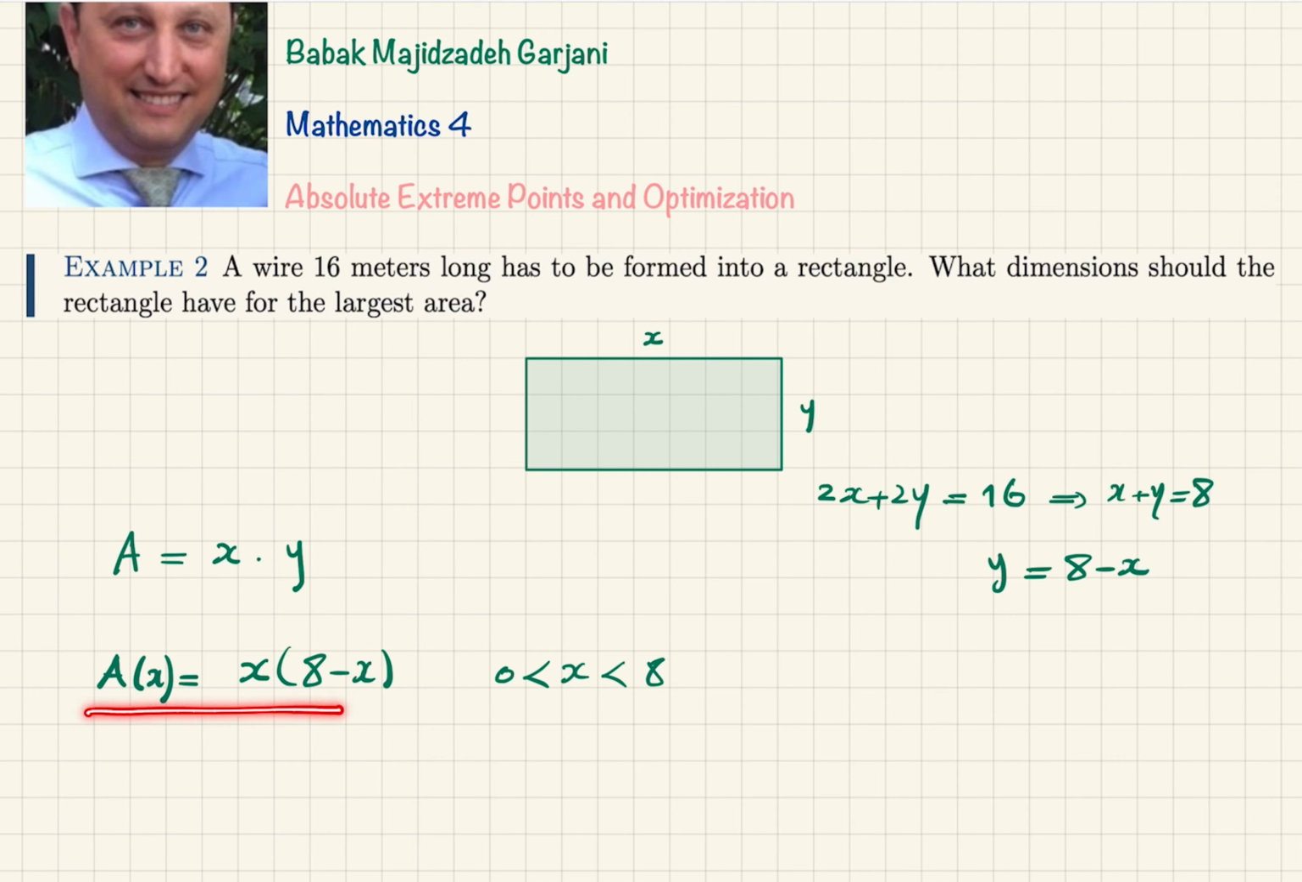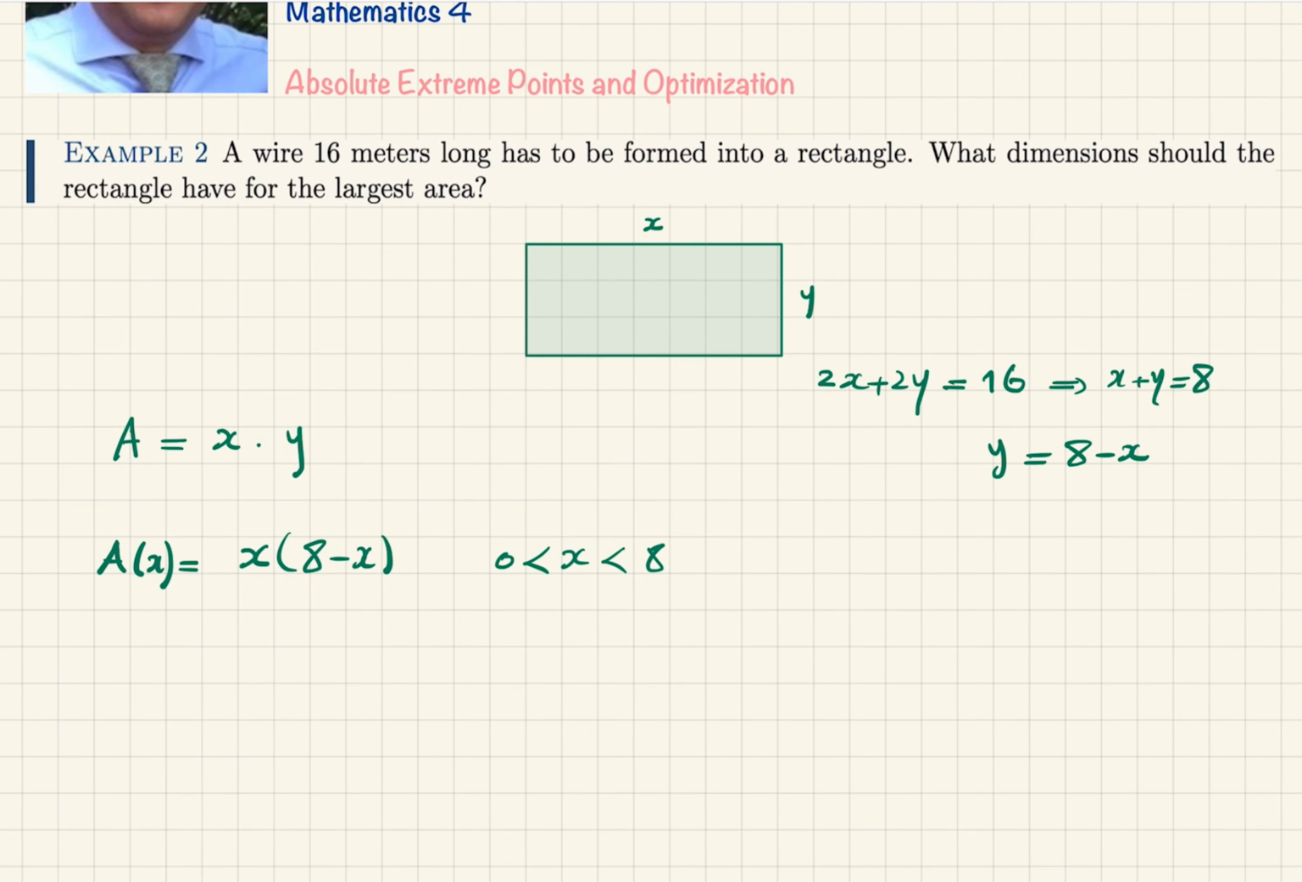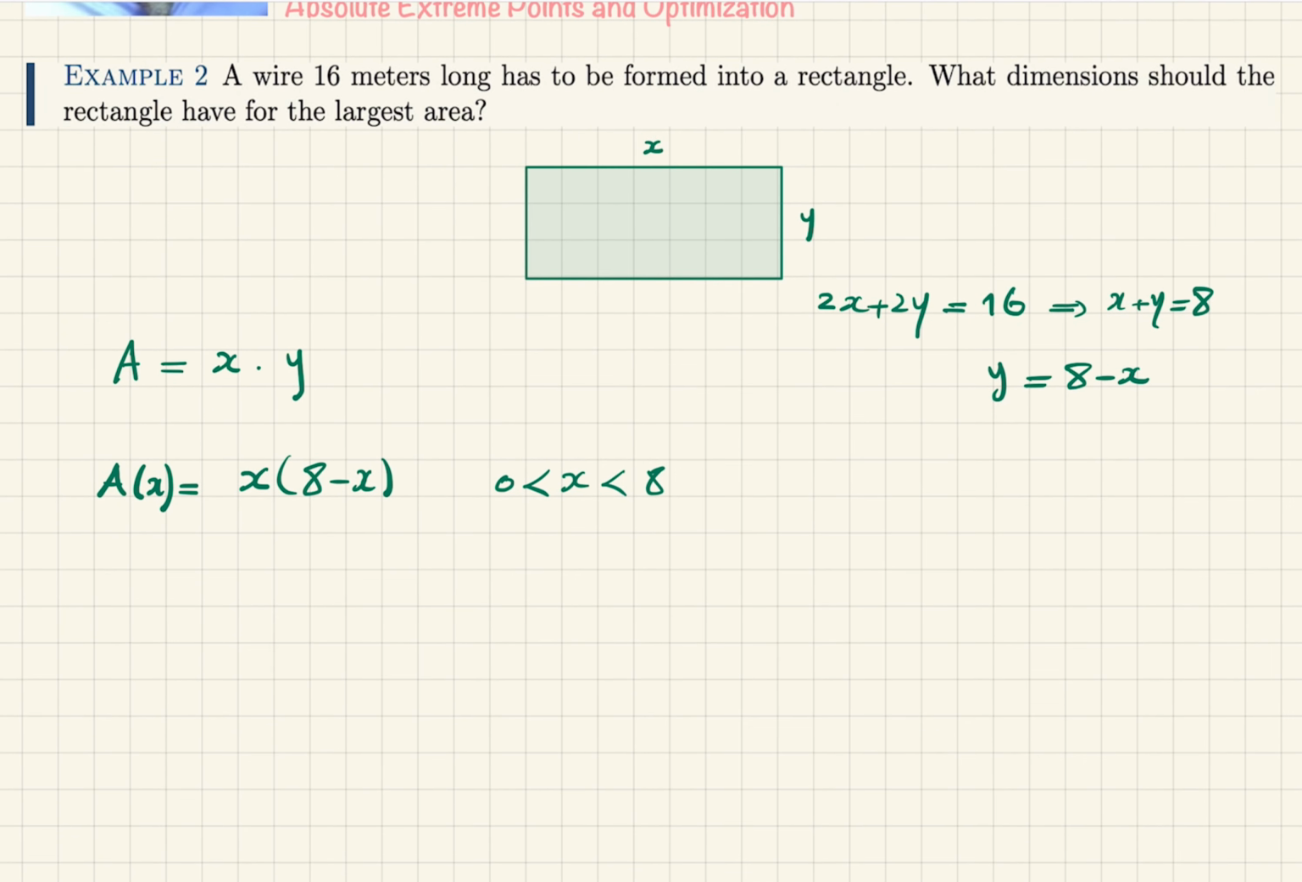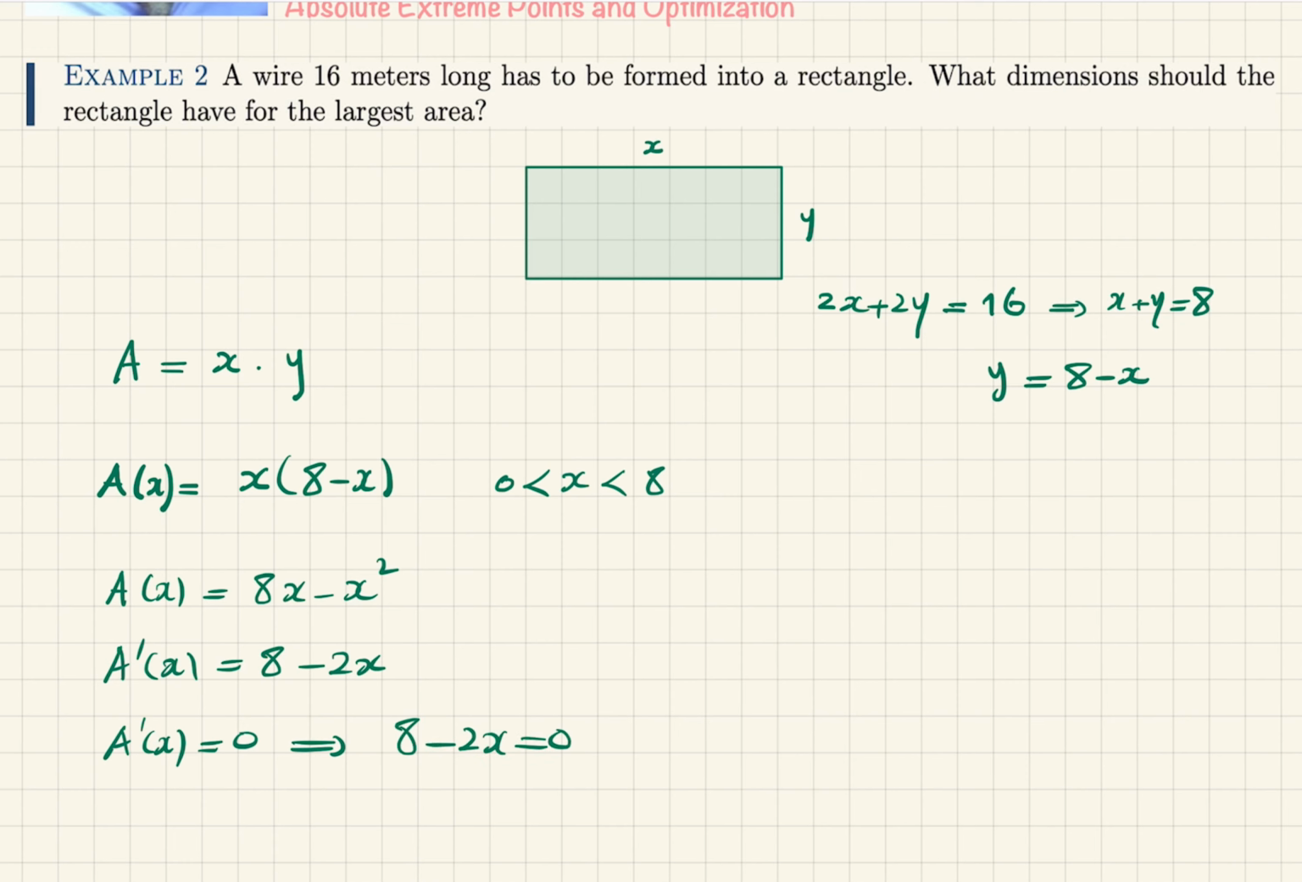I have a continuous function and I have an interval. I want to find the maximum and minimum values of that function. So what I do, I differentiate this function. But if you don't mind, let me multiply it out, to escape the product rule. It's easier to do it in this way. I differentiate the function. It becomes 8 minus 2x, and I equate it to 0. Then 8 minus 2x is equal to 0. So this means that x is equal to 4.